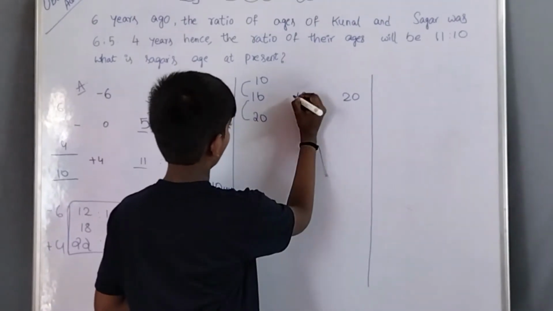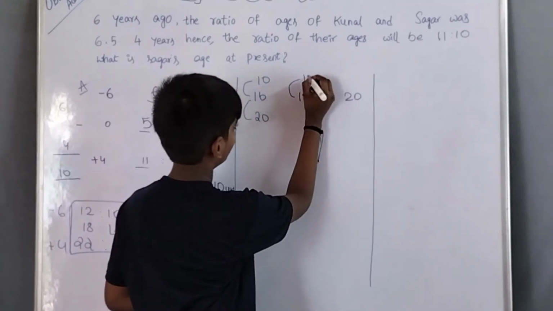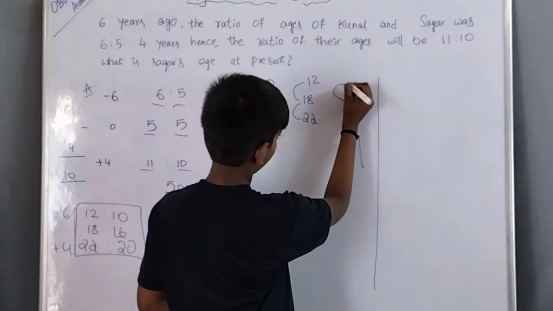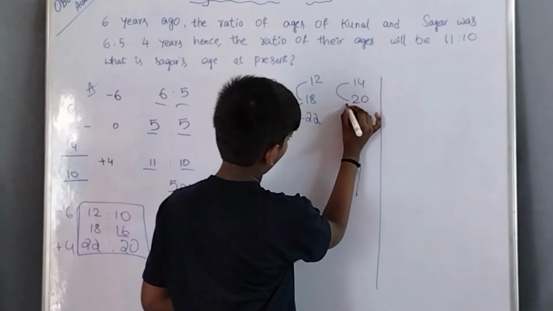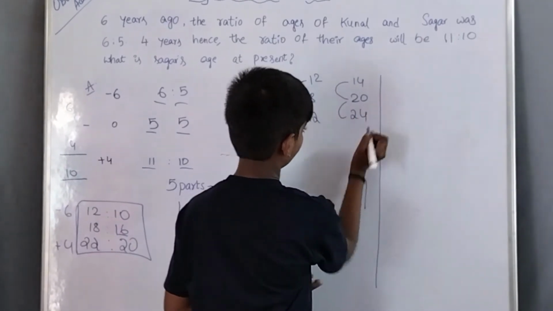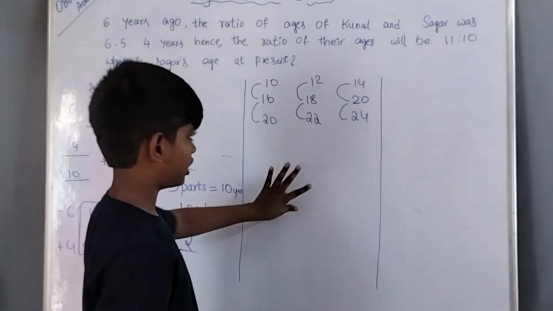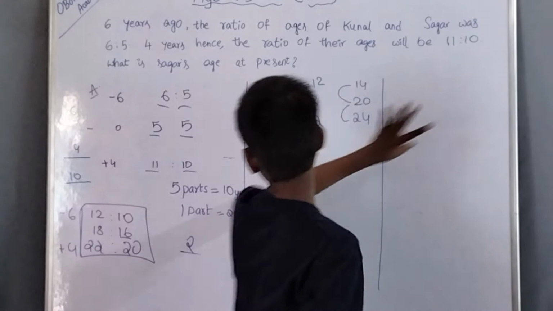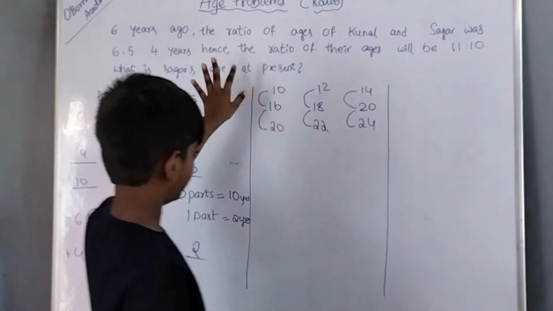So 18, if you minus 6, you get 12, and plus 4, you get 22, and then minus 6, you get 14, and plus 4, you get 24. Yeah, so till now we had understood. So now let's read the question again. We had completed till here. So what is Sagar's age at present?